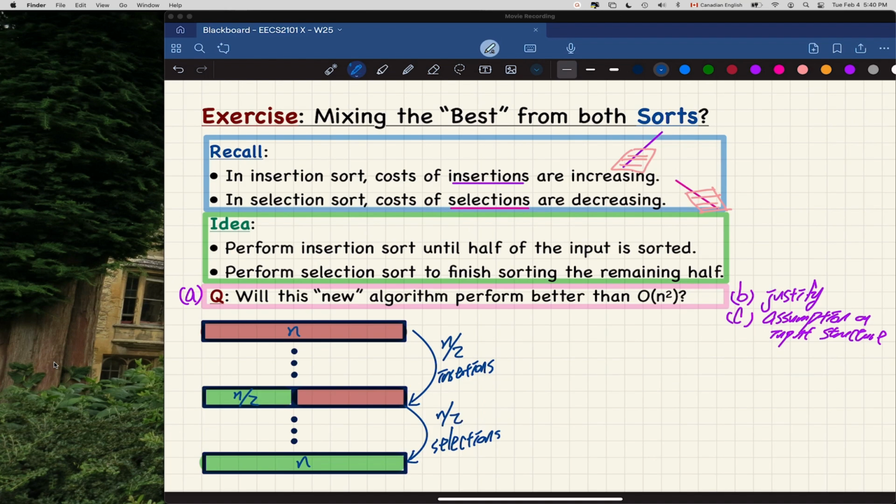Overall, we'll still have n steps. It's just that for the first n divided by 2 steps, we do insertion, and for the second half, we do selection, right? You have to be very clear about what we are asking here, because there's no code here. Guys, take 1 minute to think about your answer. You can even think about B and C.